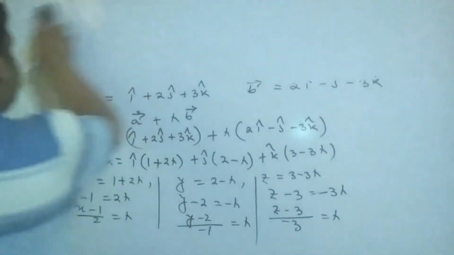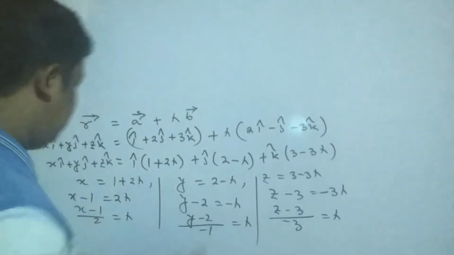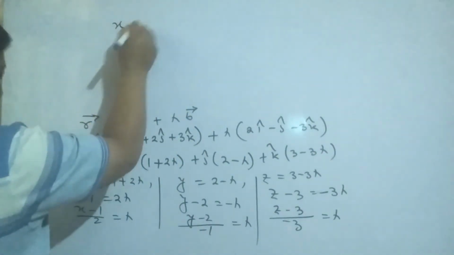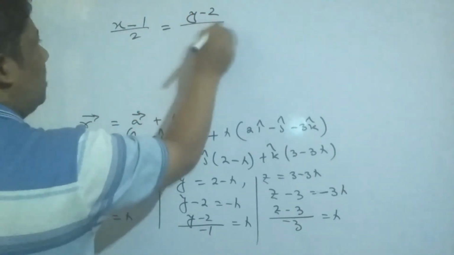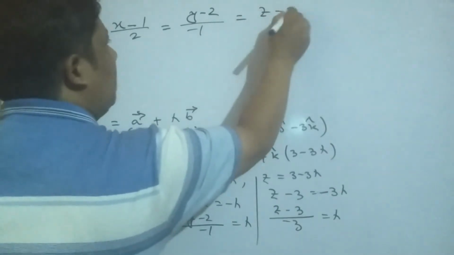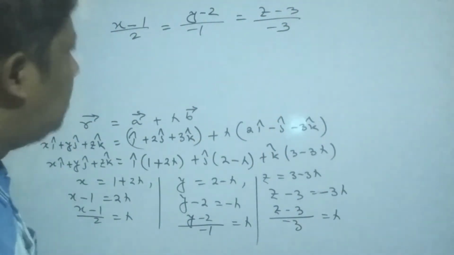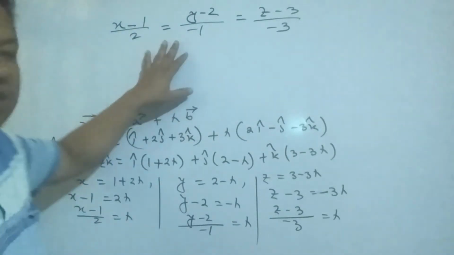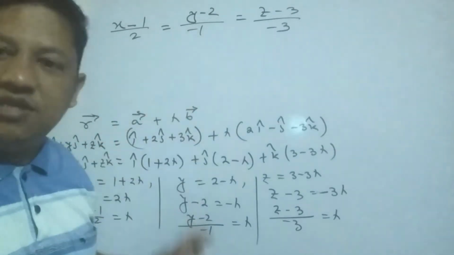So if all the lambdas are equal, then x minus 1 upon 2, y minus 2 upon minus 1 and z minus 3 upon minus 3. So students, look here. I have already got the equation of a straight line. It is the equation of the straight line in Cartesian form.